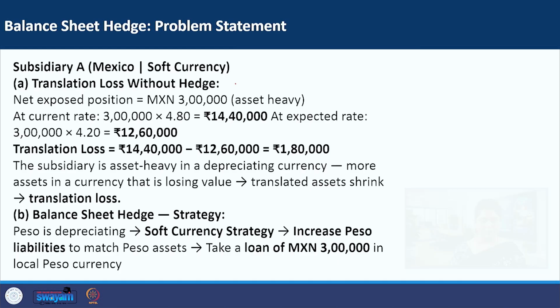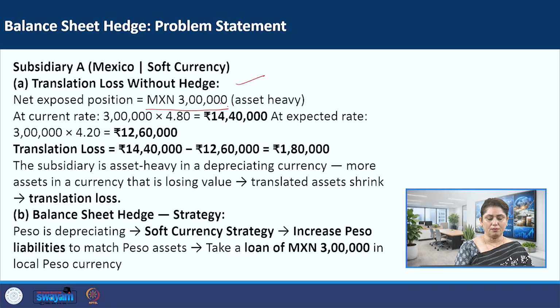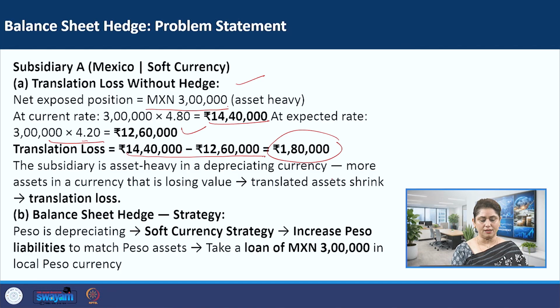So, if we do nothing, what is going to be the translation loss? This is our net exposed position. We will multiply it with the expected rate, and this will be 12,60,000, while at the current rate it was 14,40,000. So, the translation loss is the difference between the two, which is 1,80,000. The subsidiary is asset heavy in a depreciating currency. So, the more assets we have in that particular currency, the more we are going to lose the value of the assets. Hence the translated assets shrink.